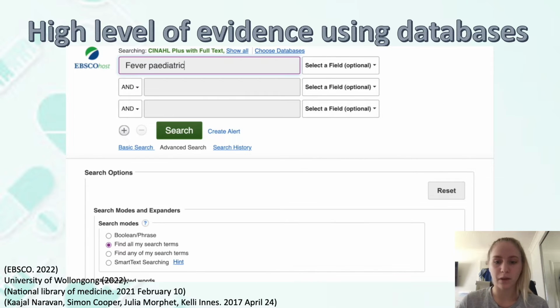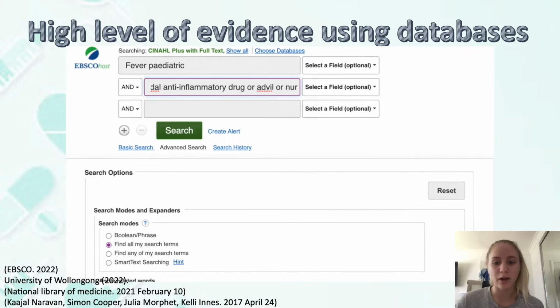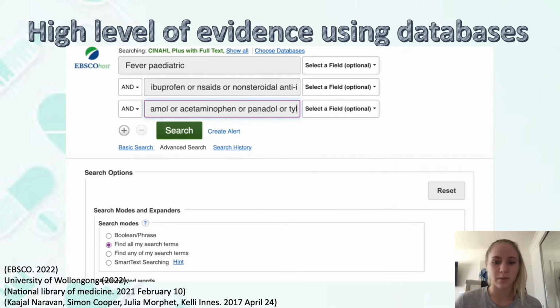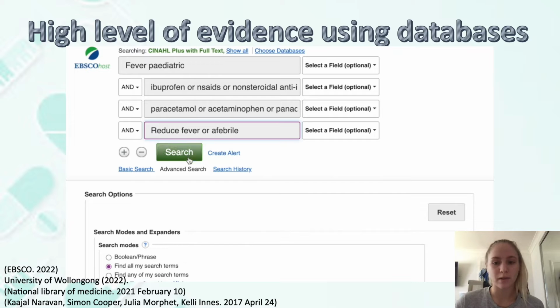Here I am putting PICO keywords and alternative words into the database to help refine and broaden my search. I didn't need to use alternative words for the population, as my keywords were able to find high levels of evidence and also help refine my search.